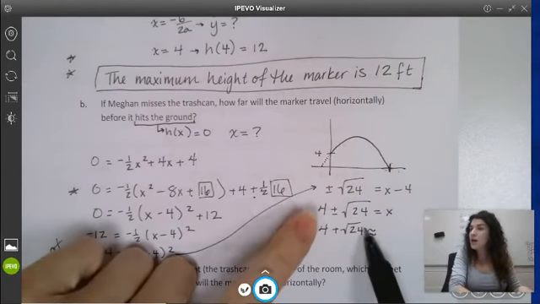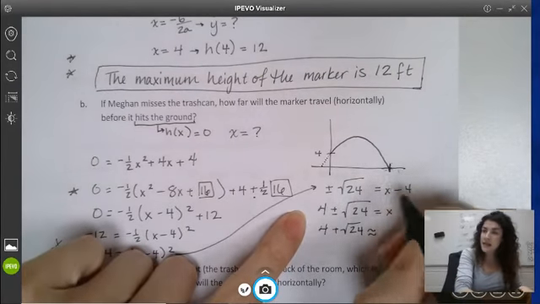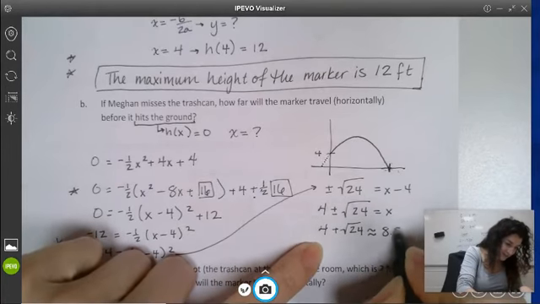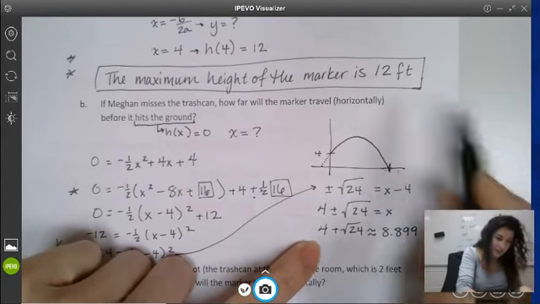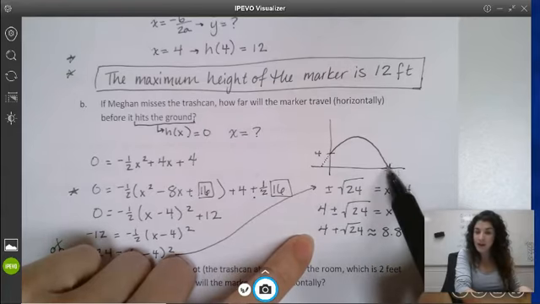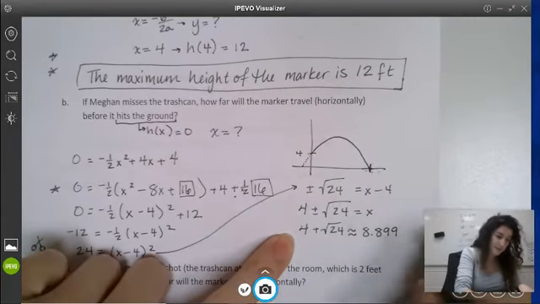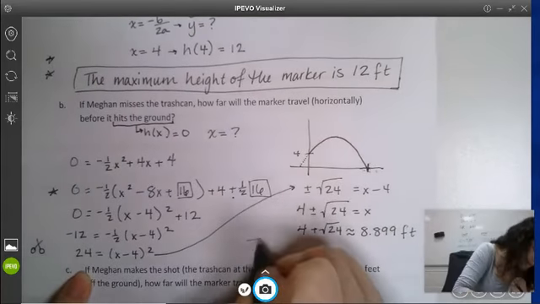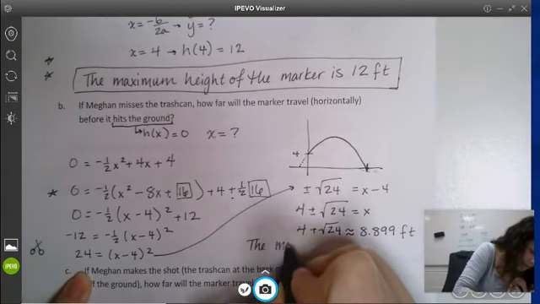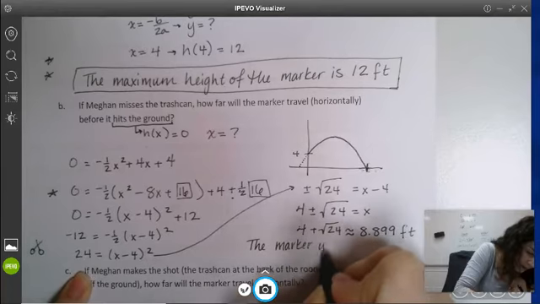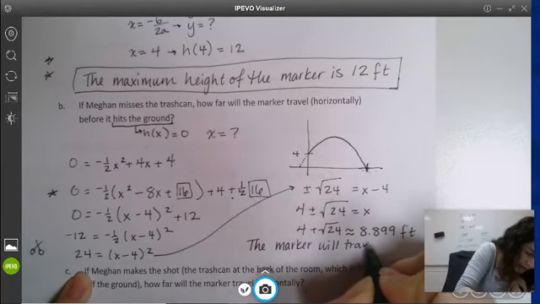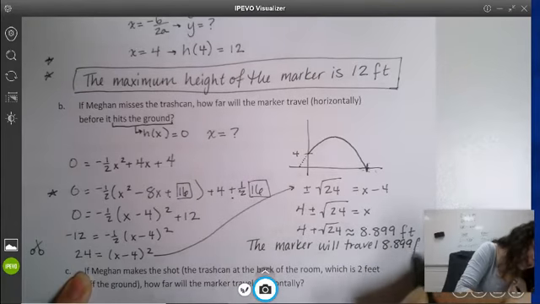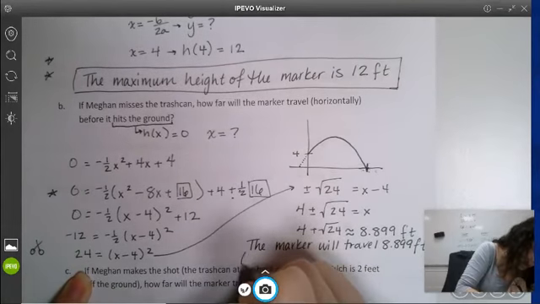That is an approximation of 8.899. So that is about how far away the marker will hit the ground from me. The marker will travel 8.899 feet horizontally.